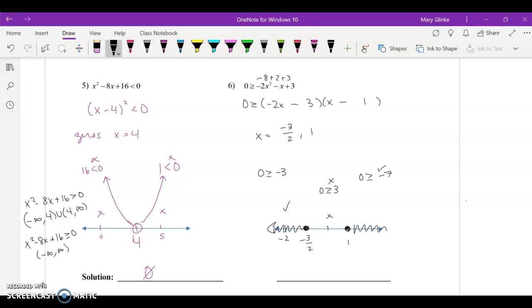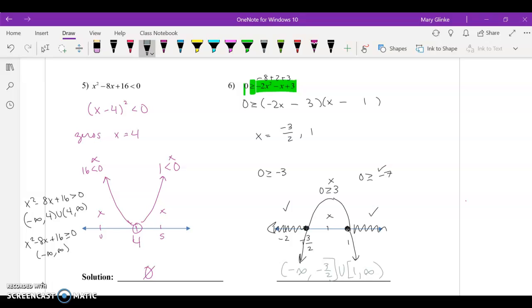Visually, this graph would open down. It's the first one where your a value is negative. So our vertex would be in between our zeros, and it would have to open down. We're looking for where our graph is below 0. So the lines would have to be underneath. That backs up our answer here. So it would be negative infinity to negative 3/2 in union with 1 to positive infinity.